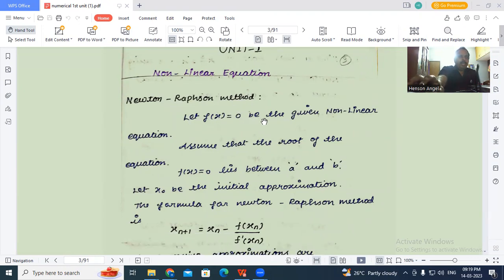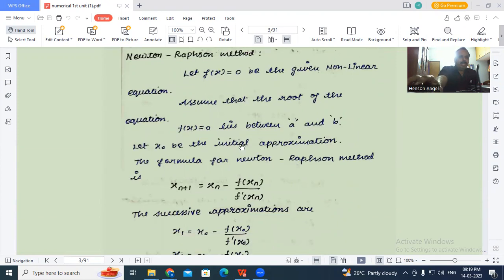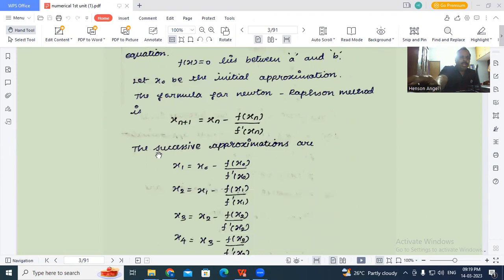Let f of x equal to 0 be a given nonlinear equation. Assume that the root of the equation f of x equal to 0 lies between a and b. Let x naught be the initial approximation. The formula for Newton-Raphson method is xn plus 1 equal to xn minus f of xn by f dash of xn. So from this formula, we write the successive approximations.